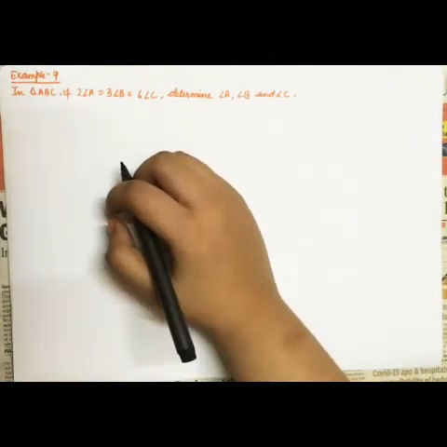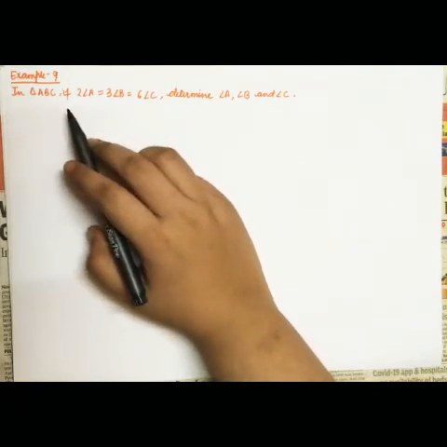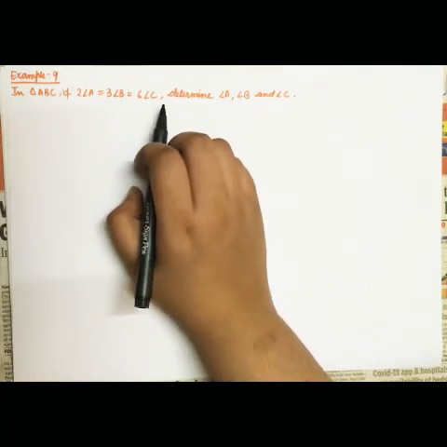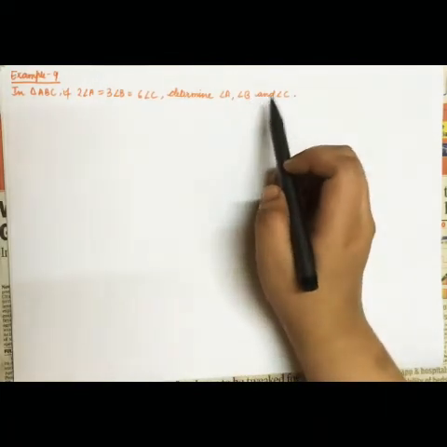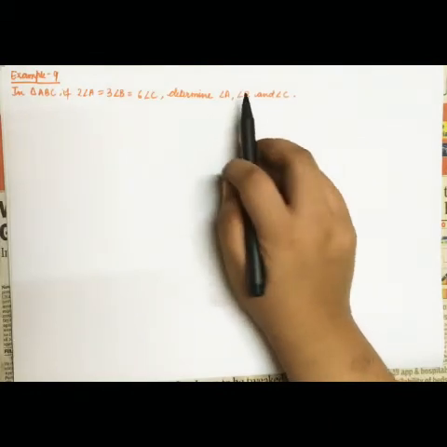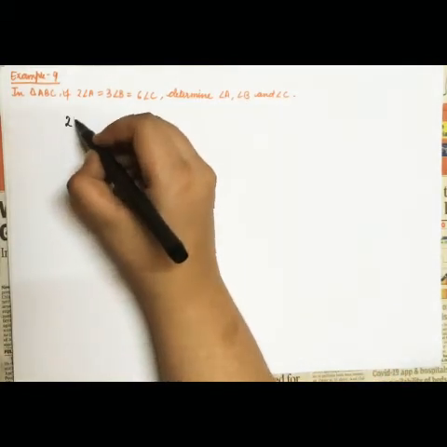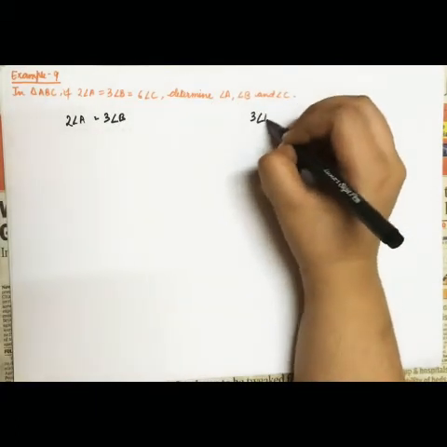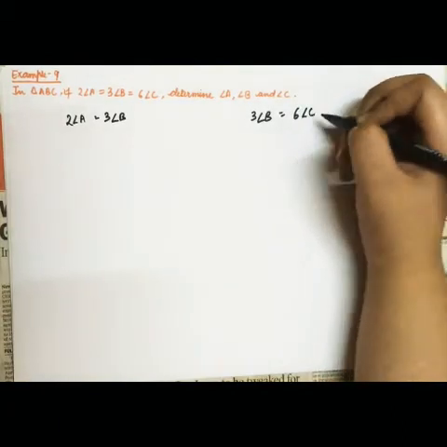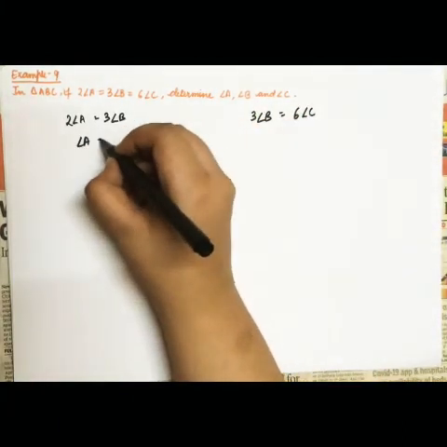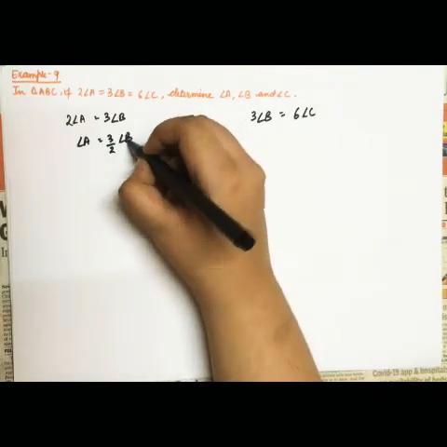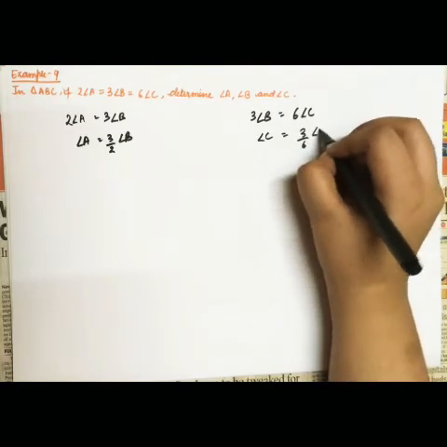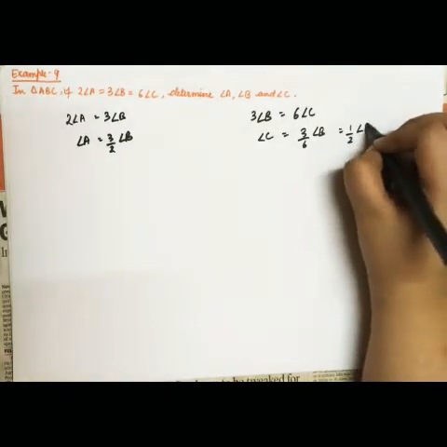Now example number 9. In this it is given that in triangle ABC, 2 times angle A is equal to 3 times angle B is equal to 6 times angle C. Determine angles A, B and C. We have to find the values of angles A, B and C. So it is given that 2 times angle A is equal to 3 times angle B and 3 times angle B is equal to 6 times angle C. So in this angle A is equal to 3 by 2 times angle B, and angle C is equal to 3 by 6 of angle B, which is equal to 1 by 2 of angle B.